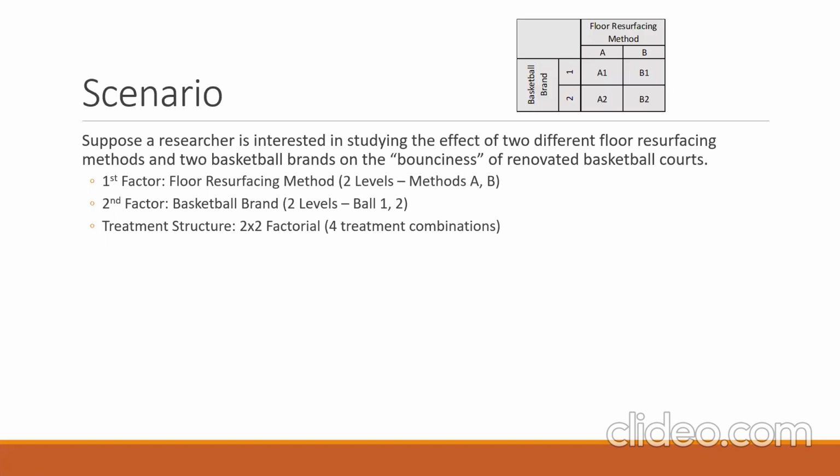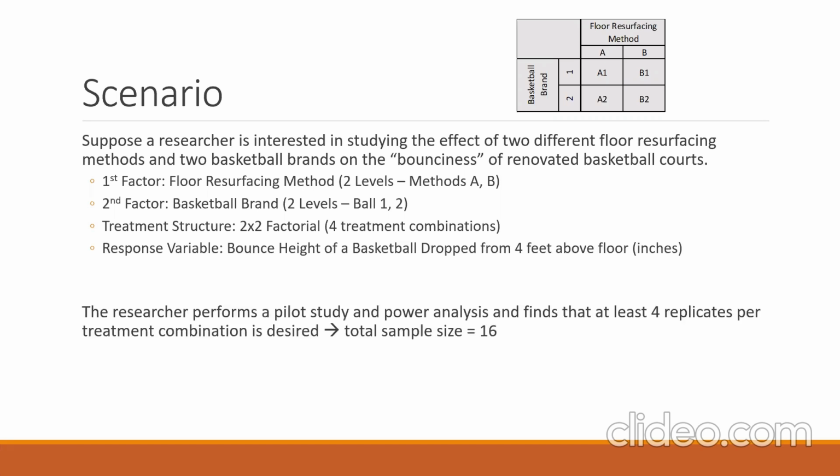again at 2 levels. Here's a little graphic to display the treatment structure, which is a 2x2 factorial with 4 total treatment combinations. And the response variable is the bounce height, measured in inches, when the basketball is dropped from 4 feet above the floor.